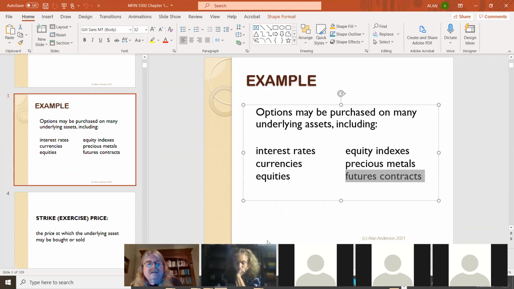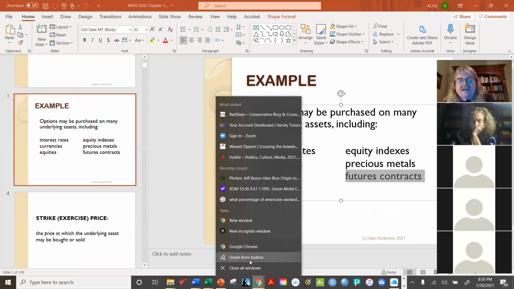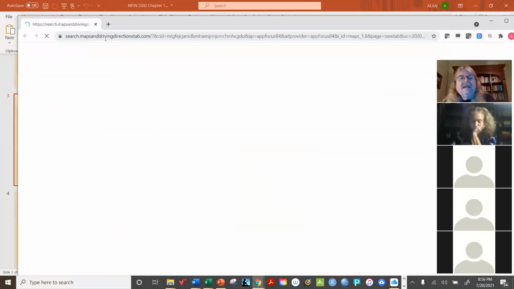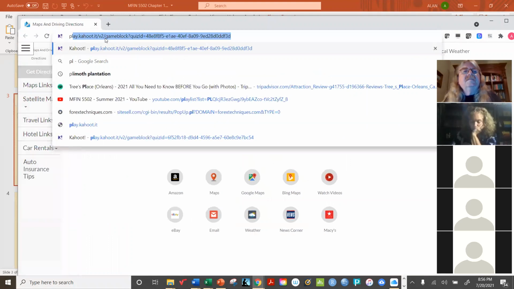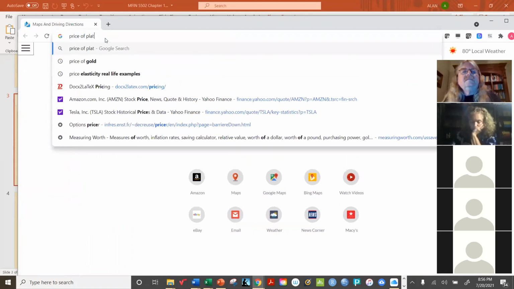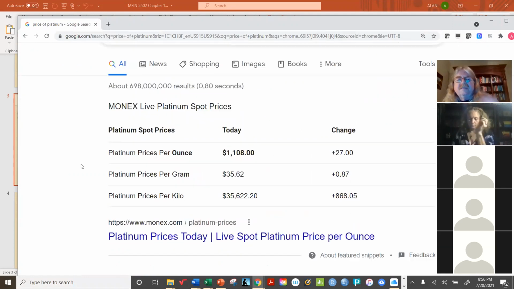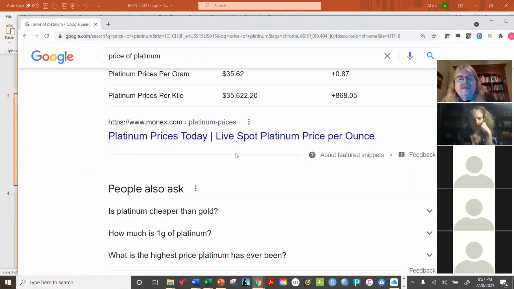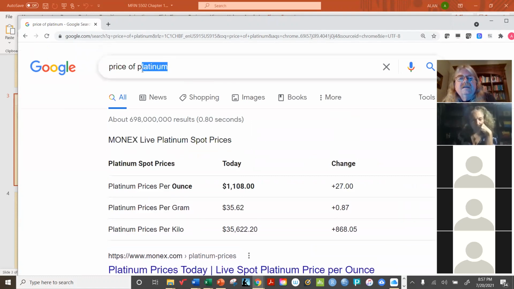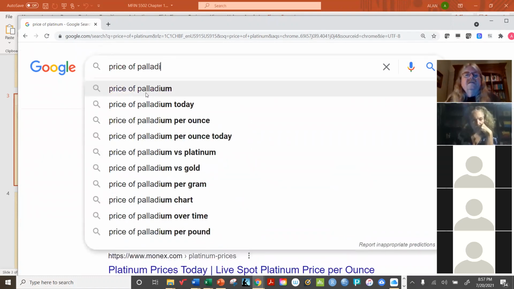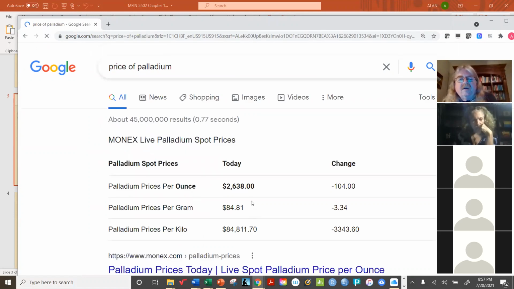Okay, now, by the way, now that we're mentioning precious metals, let's just check this out for a second. I think at this point in time, platinum is more expensive than gold or palladium. Yeah, here we go. Platinum. Ooh, maybe not. No, platinum is cheaper than gold right now. So I must have been thinking of palladium. Oh, there we go. Ooh, palladium. That's even more money than gold.